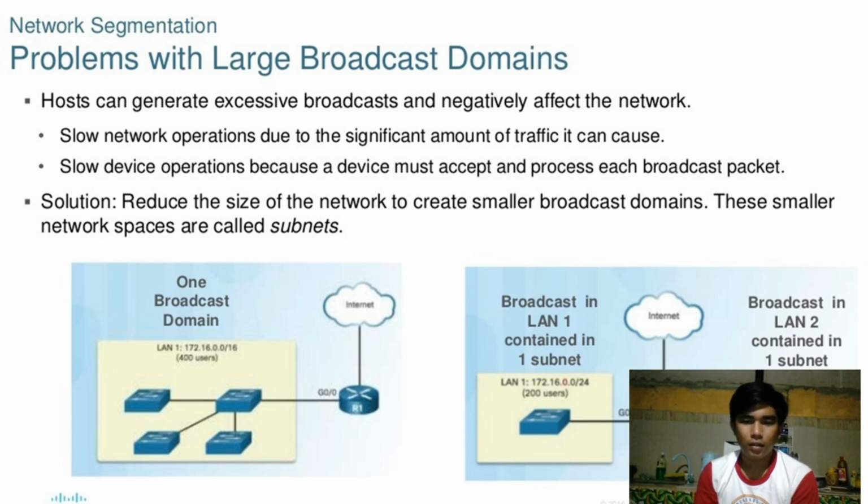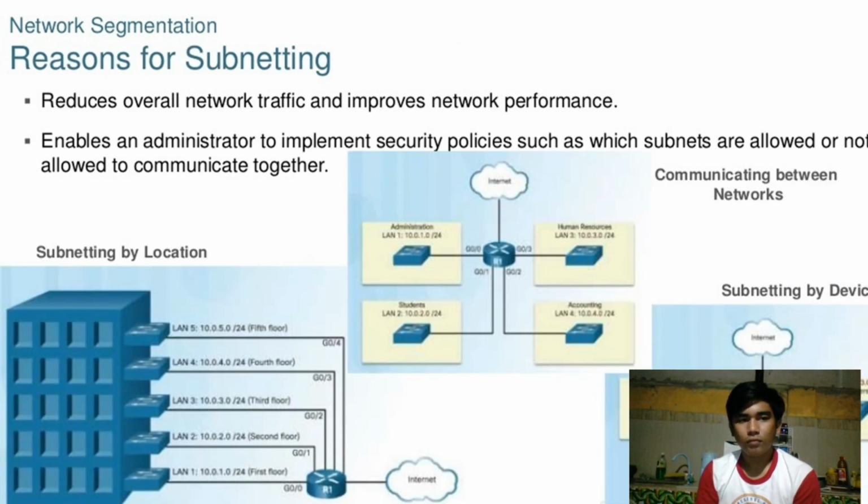There are two pictures at the end of it. First is the one broadcast domain. Next, the broadcast in LAN 1 is contained in one subnet. Then the last, the broadcast in LAN 2, is contained in one subnet. Reasons for subnetting: it reduces overall network traffic and improves network performance. It enables an administrator to implement security policies, such as which subnets are allowed or not allowed to communicate together.